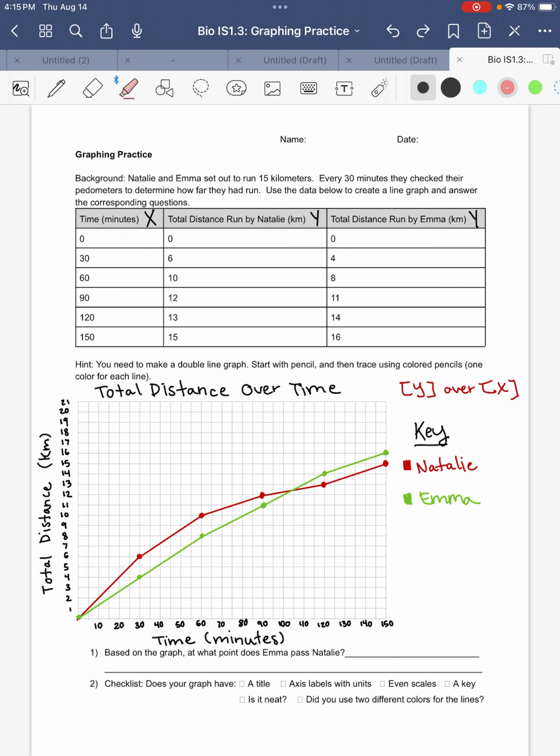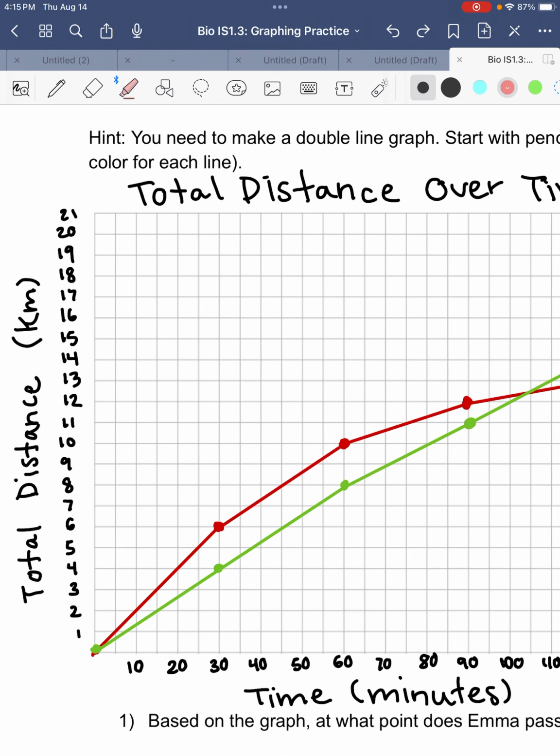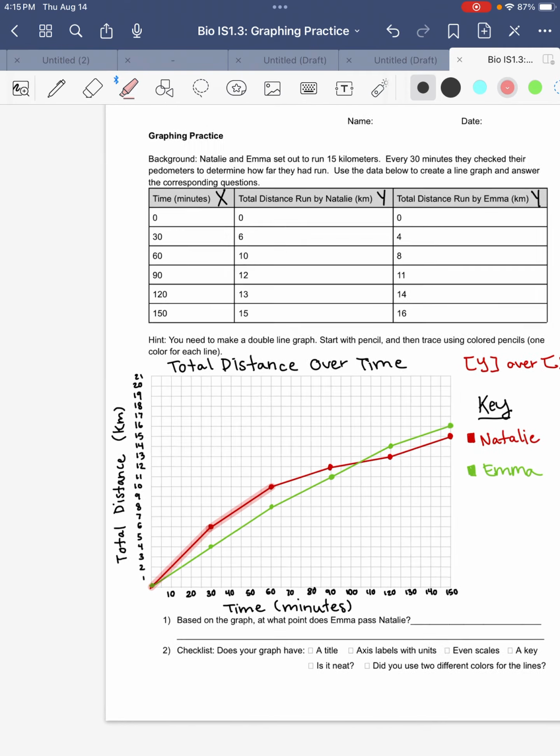So if we're looking at Natalie's race, we can start off looking at this 0 to 30-minute time period. So what can this graph tell us? Well, if we look at the slope of this line, we can see that Natalie ran 6 kilometers in 30 minutes.